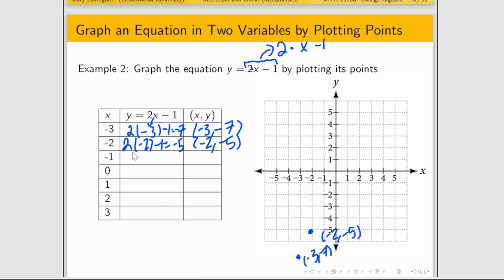Welcome back. Let's go ahead and go through these other points real quick. So if we have 2 times -1 minus 1, 2 times -1 is -2, minus 1 gets me -3. So I have the point -1, -3 that I can go ahead and plot. If I plug in 0, well, anything times 0 is 0, so I have 2 times 0 is 0, minus 1 is -1. So I also have the point 0, -1.